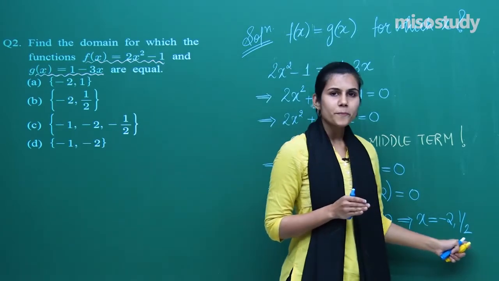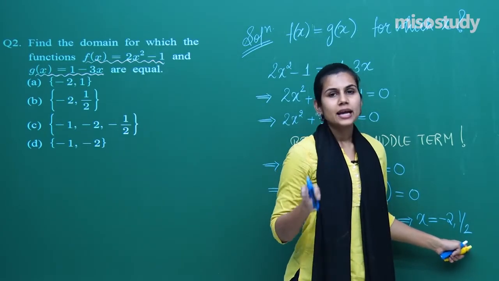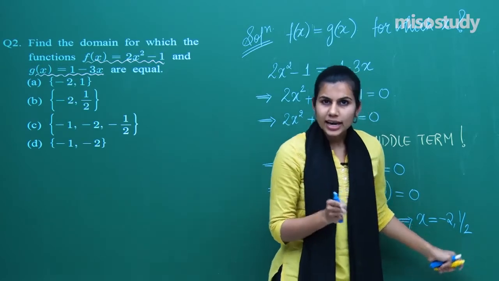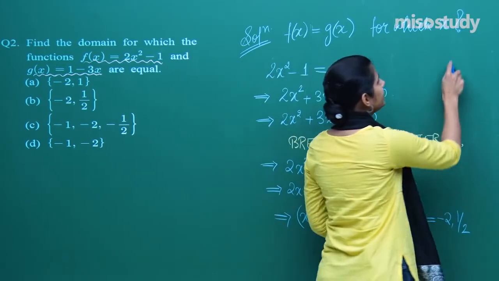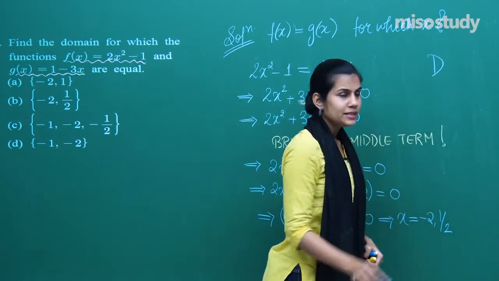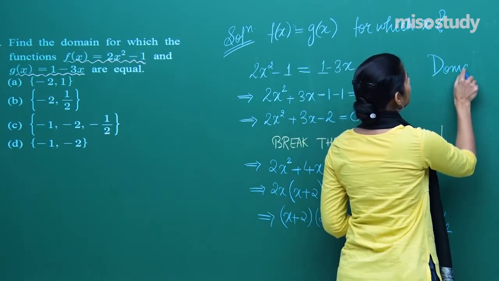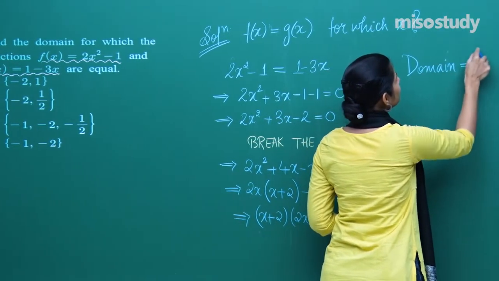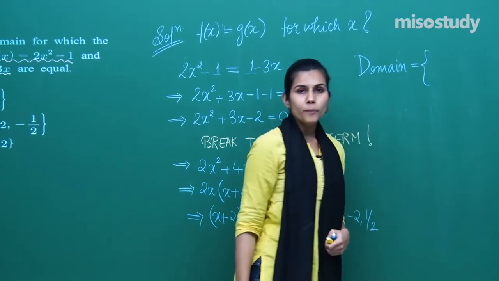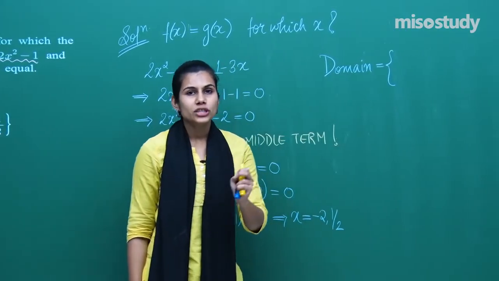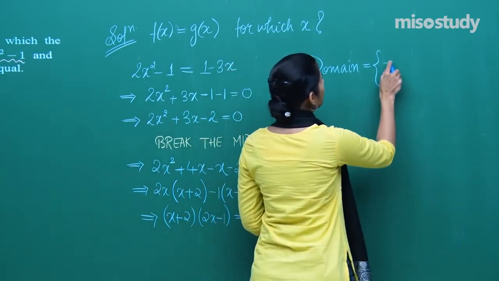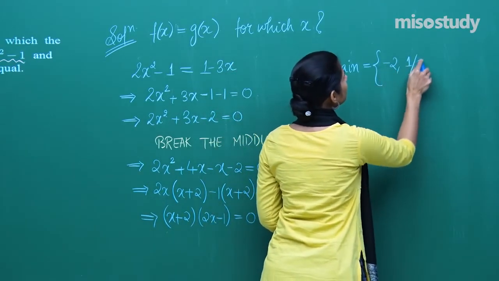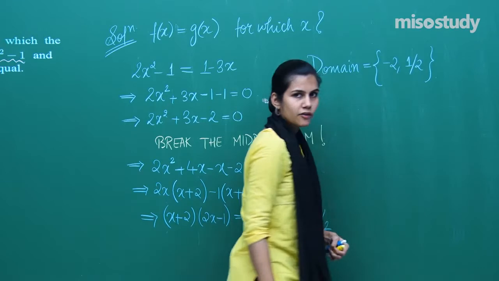For these 2 points only can my f be equal to g, and therefore the domain happens to be just these 2 points for which f and g can be equal, which is minus 2 and half.